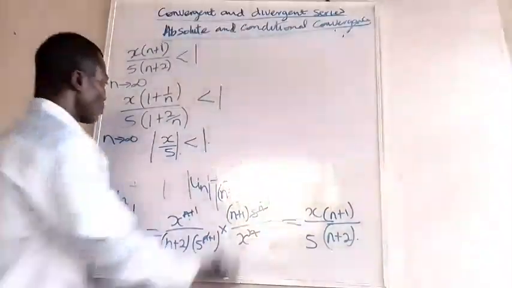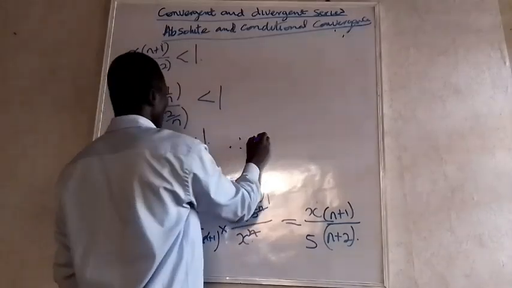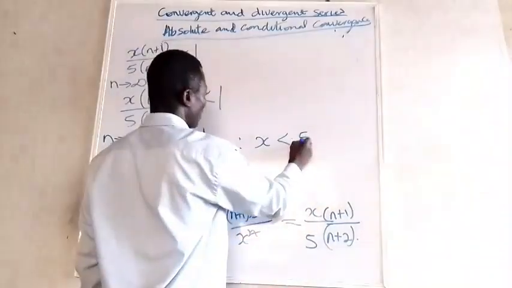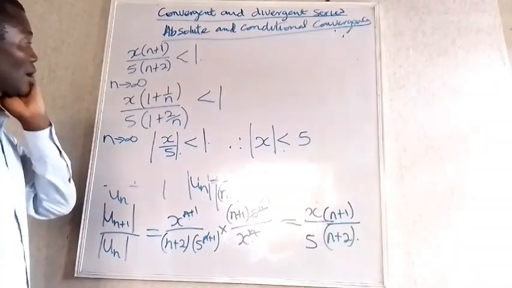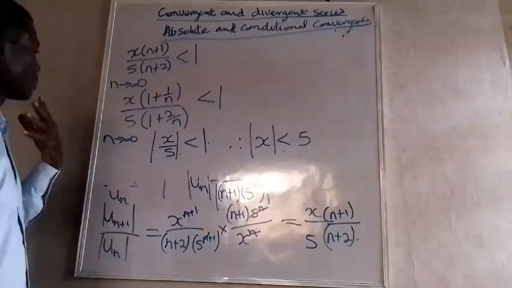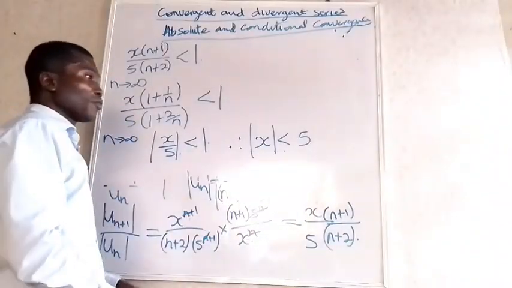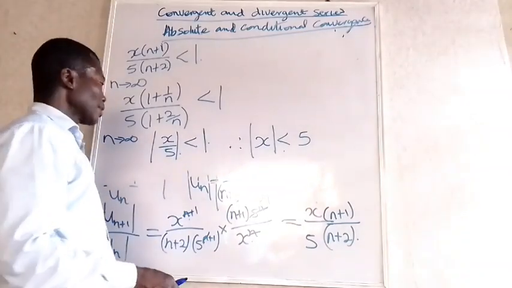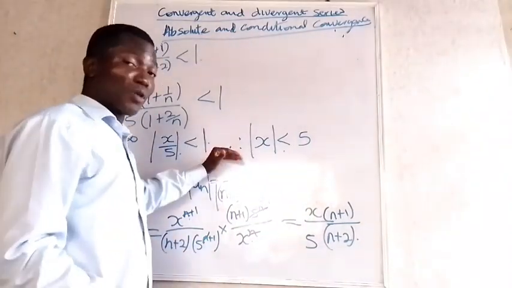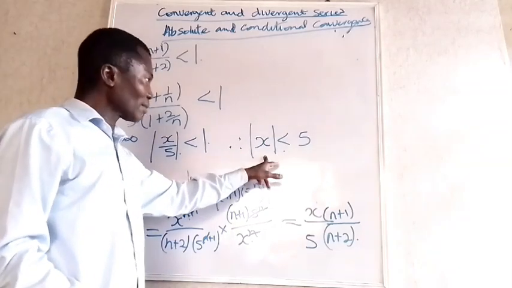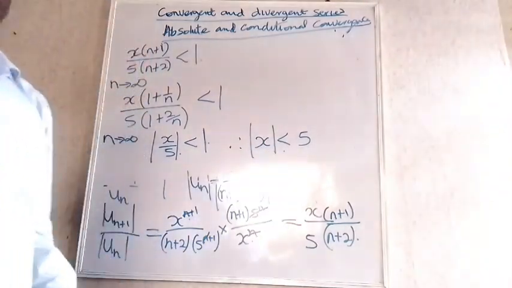Therefore, for this to converge, x must be less than 5. For this series, x over 2 to 5, minus x squared over 3 to 5 squared, etc., for the series to converge absolutely means that x must be less than 5.